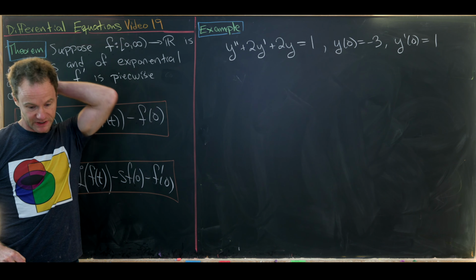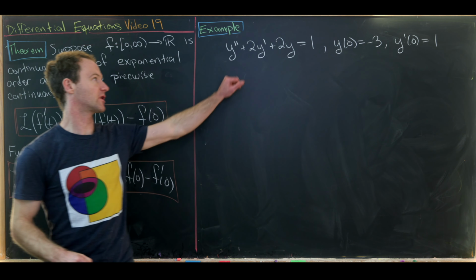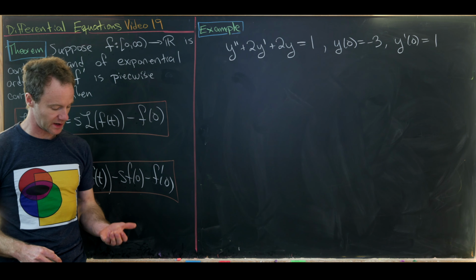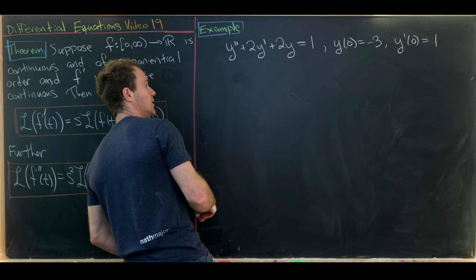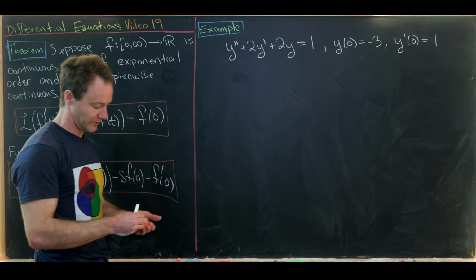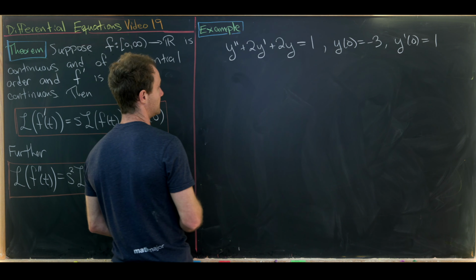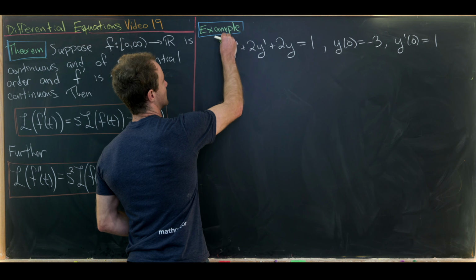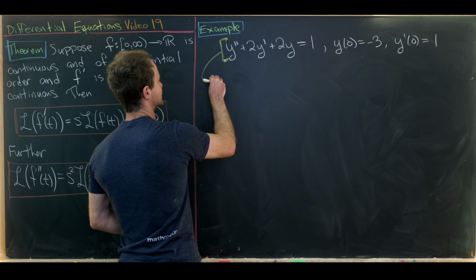We have the differential equation y double prime plus 2y prime plus 2y equals 1. Then we have initial conditions. y evaluated at 0 is -3, and y prime evaluated at 0 is 1. Okay, so we're using the Laplace transform here, just like our previous examples.